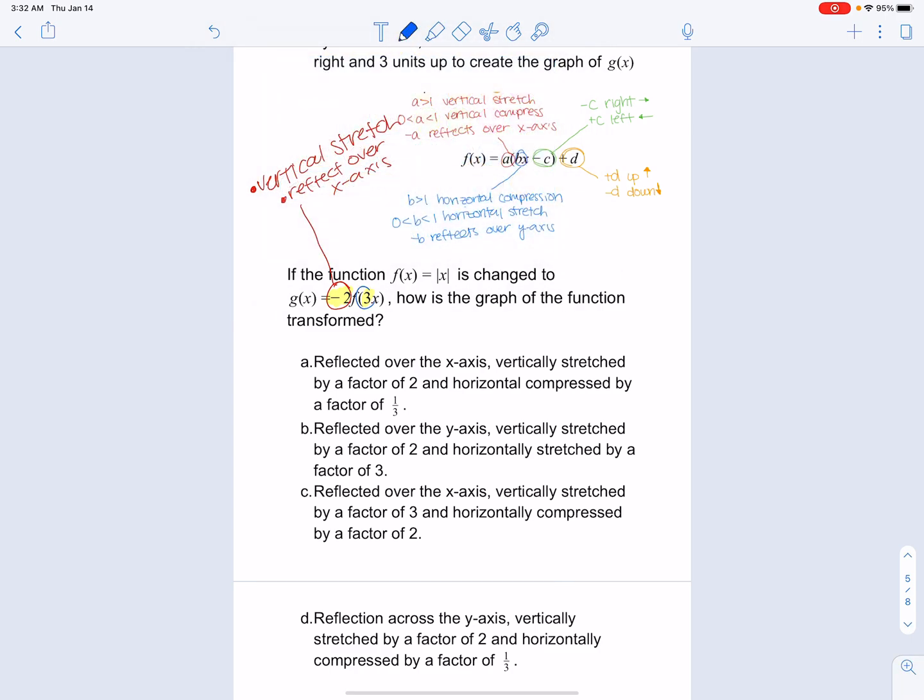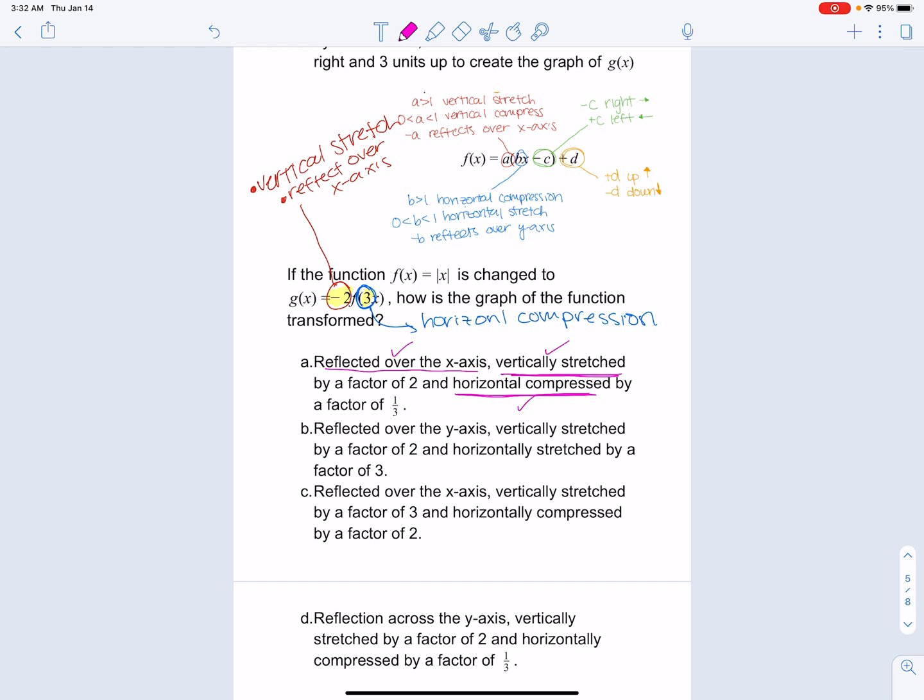Then this 3, does that represent A, B, C, or D? Very good. It represents B. And that 3 is bigger than 1. So is it a horizontal compression or horizontal stretch? Very good. Horizontal compression. We're going to look at words real quick. Okay. So reflection over the x-axis, we know that's true. Vertical stretch, is that true? Yes. Horizontal compression, that's true as well.